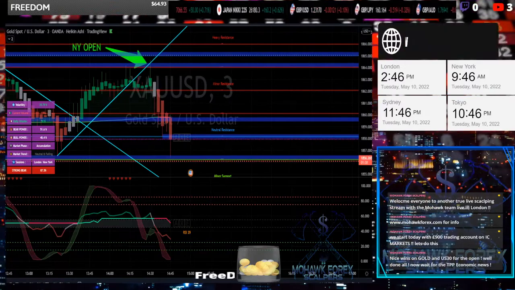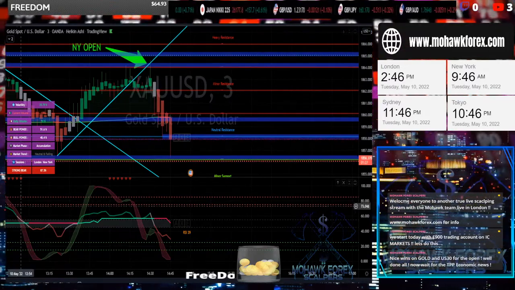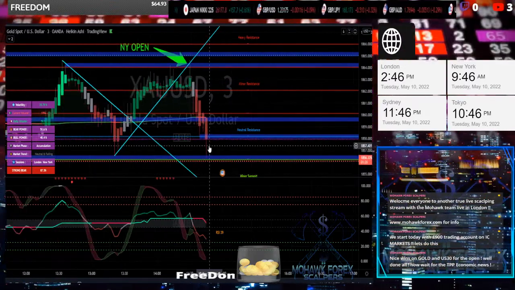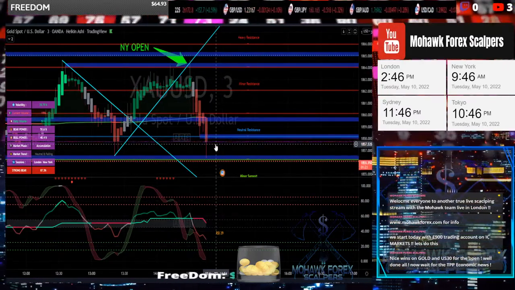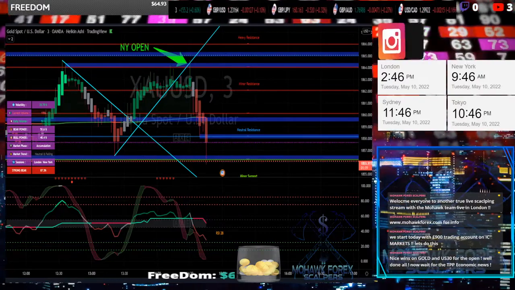Broke below our neutral resistance for the day now, so it could be interesting. Broke lower, going to push down, going to reverse. Yeah, look at that, it's going down.